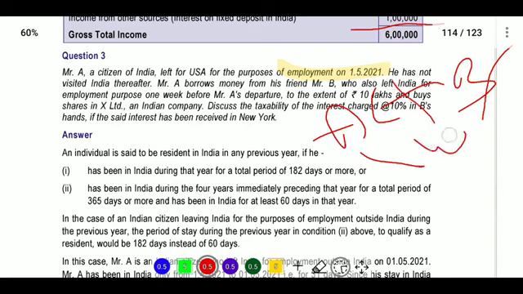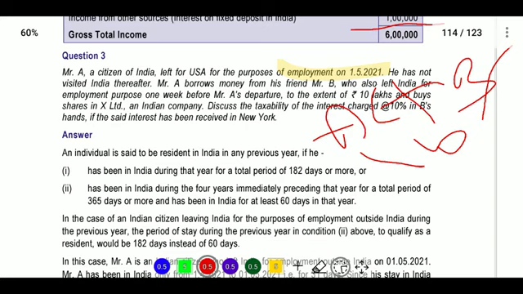10 lakh was the loan amount, and he buys shares in X Limited, an Indian company. Discuss the tax liability. Interest is chargeable at the rate of 10%. So there is 10% interest chargeable in the hands of B if the said interest is received in New York. If B receives it outside India, it will be taxable.